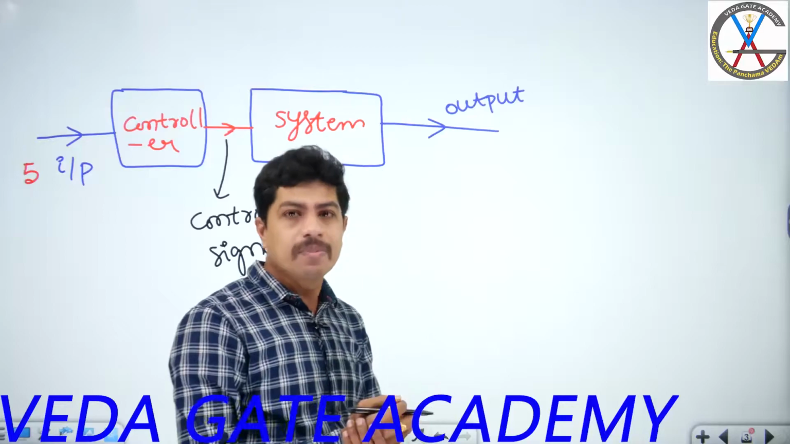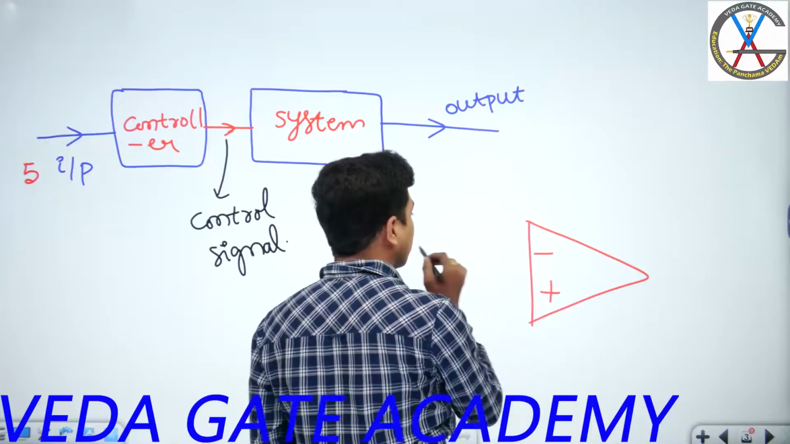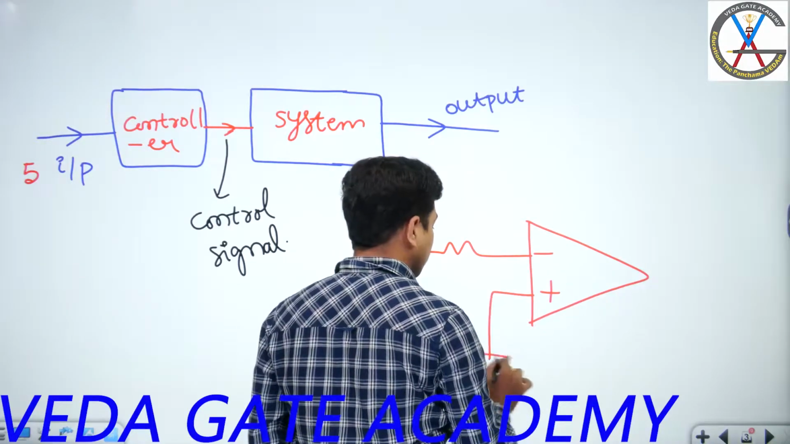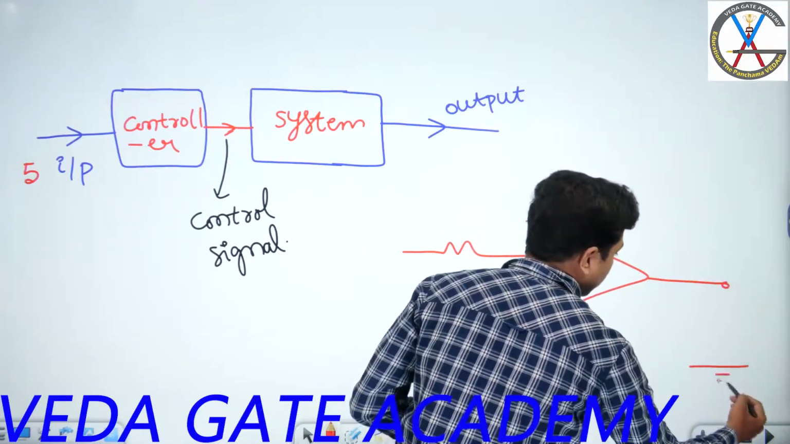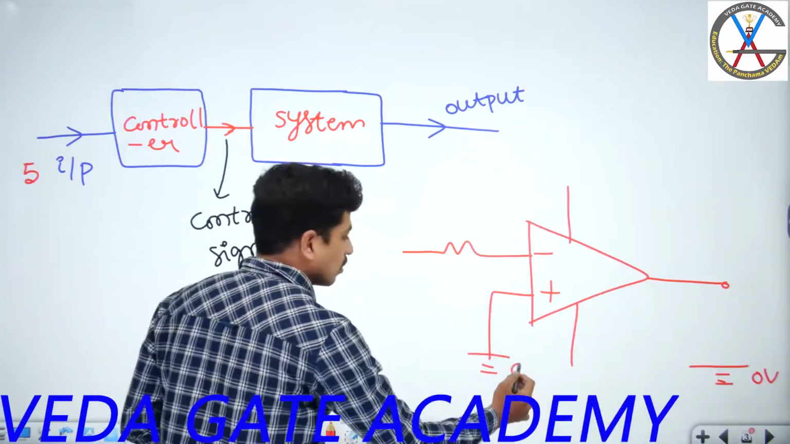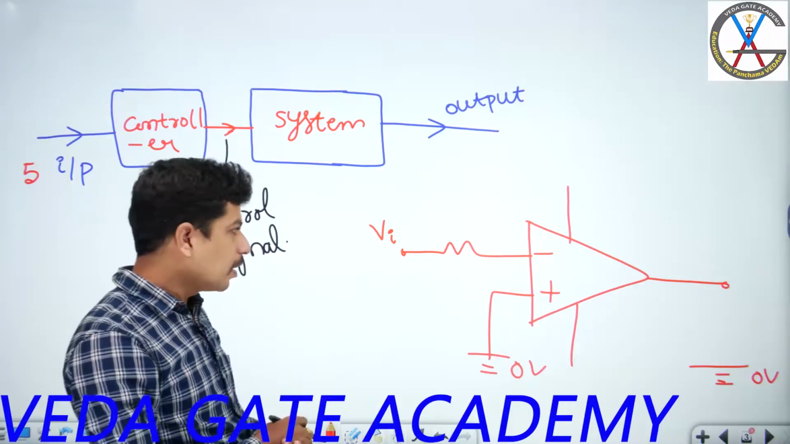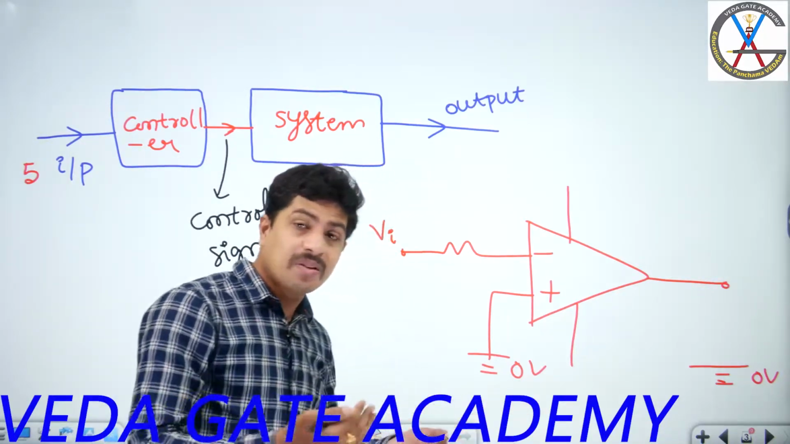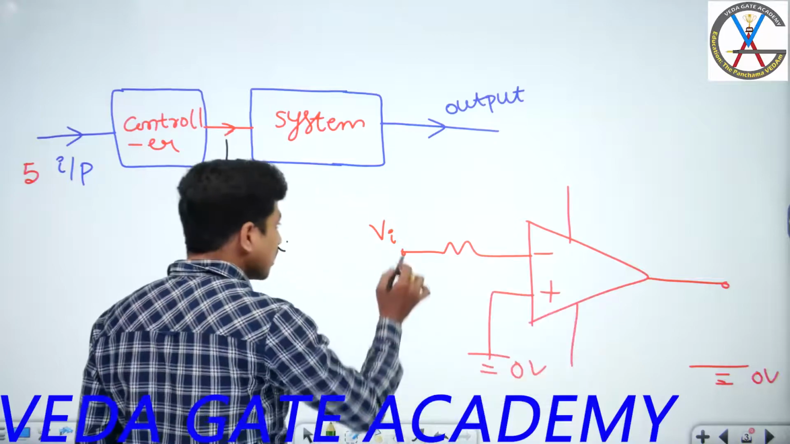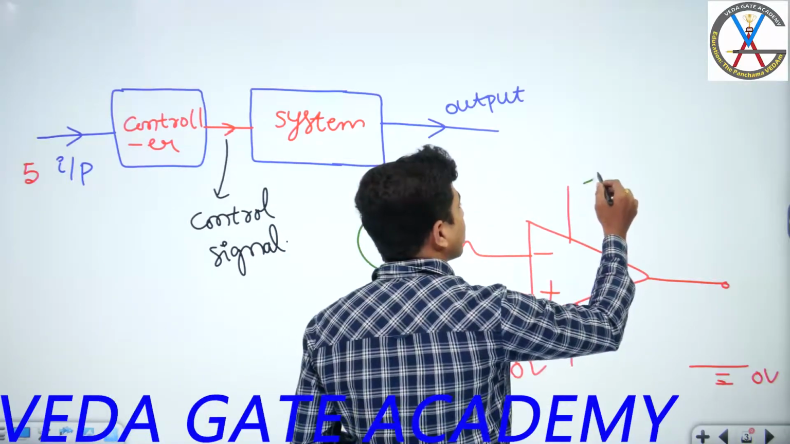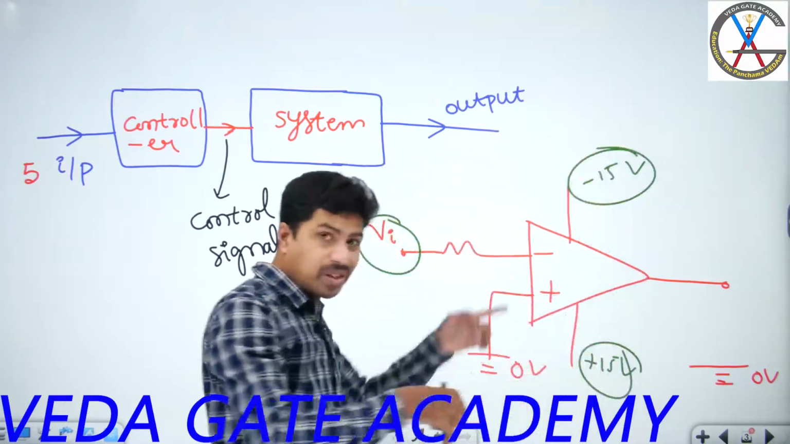For example, for easy understanding, this is an operational amplifier, an inverting amplifier. Here we are taking ground, 0 volts, as reference. Here this is also 0 volt. Here I am giving VA as input. Many people don't know the difference between the power circuit part and the signal part. Very simply, this is the signal part. This is minus 15 volts and this is plus 15 volts. This is the power circuit part. Power supply should be there for the op amp.